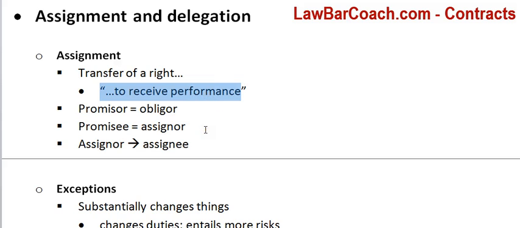What do I mean by that? If I make a contract to mow Bill's lawn, Bill might then assign his right to Steve, and now I have to mow Steve's lawn.